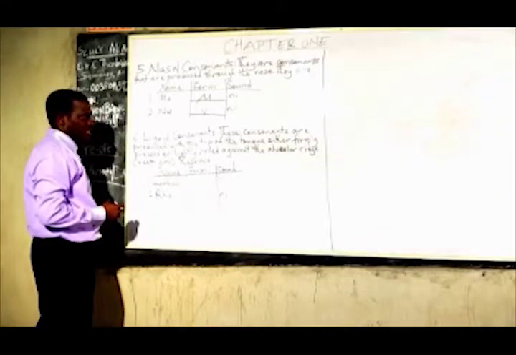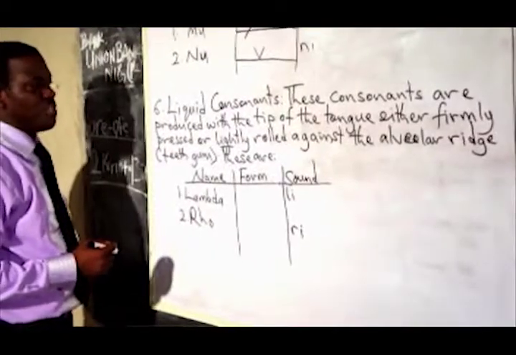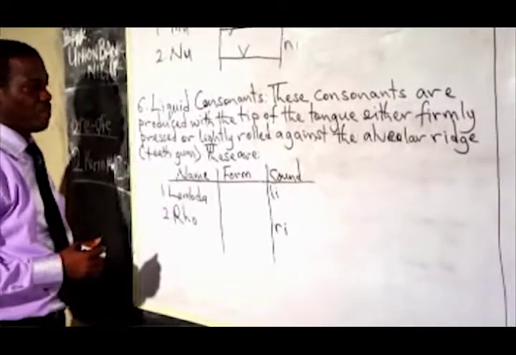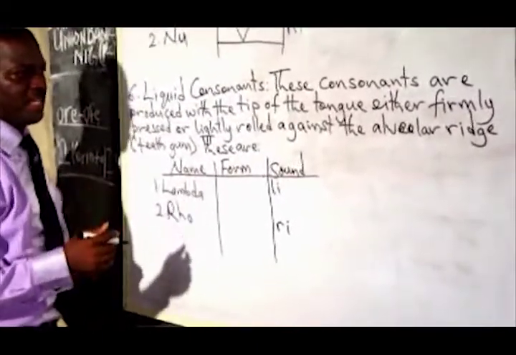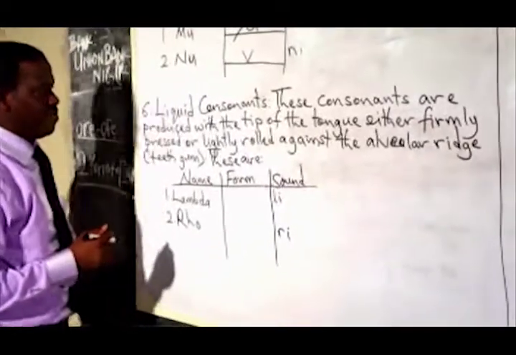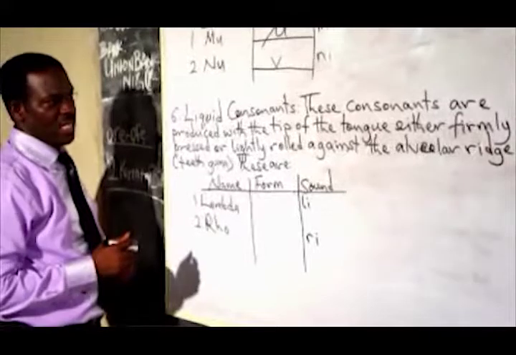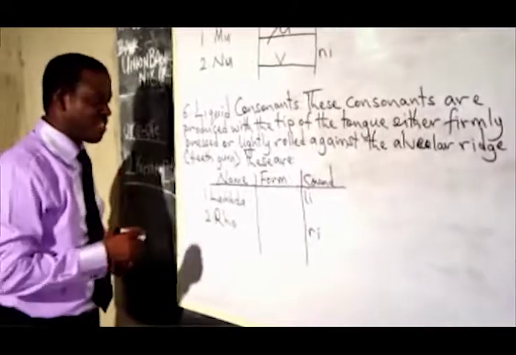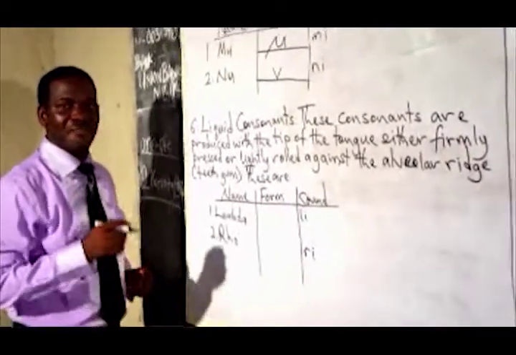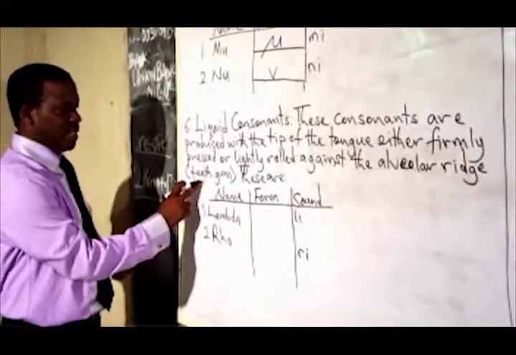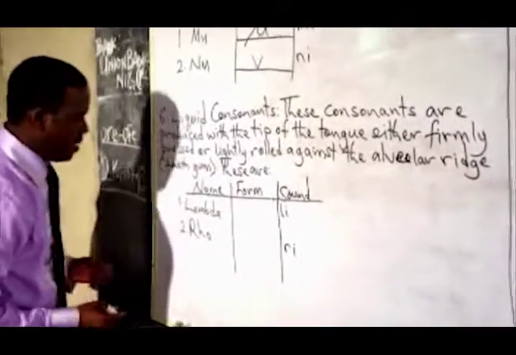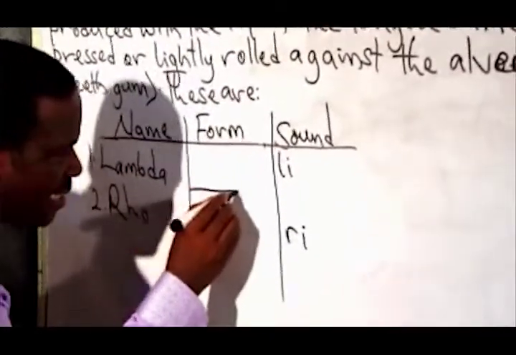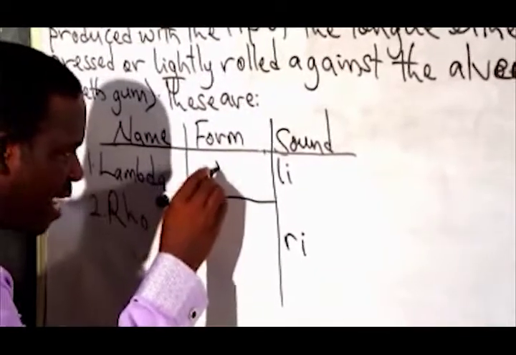Liquid consonants are consonants that are produced with the tip of the tongue either firmly pressed or lightly rolled against the alveolar ridge. And the alveolar ridge is our teeth gum. The first one is lambda. And this is how to write lambda. Your line again. Lambda.